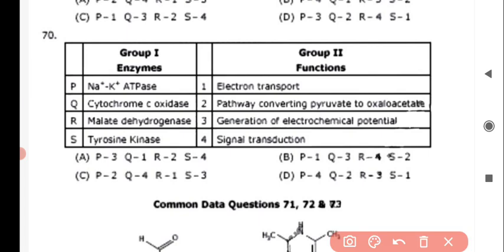So next question is, group 1 contains enzymes and group 2 contains the functions. For the first enzyme, sodium potassium ATPase, the correct answer is option number 3, that is generation of electrochemical potential. For cytochrome C oxidase, the correct answer is electron transport. For malate dehydrogenase, the correct answer is option number 2, that is pathway converting pyruvate to oxaloacetate. For tyrosine kinase, the correct answer is option number 4, that is signal transduction. So option A is correct for this question.